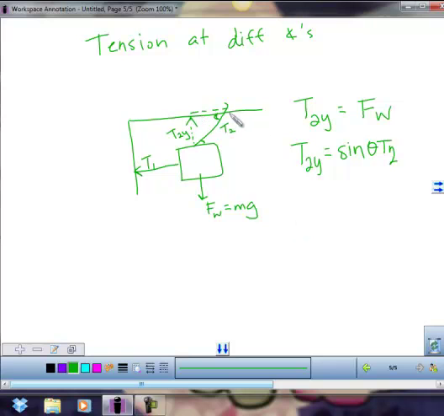Now, when we look at the horizontal aspects, we have T1 that's pulling to the left, and we have T2 that is pulling to the right. So T2x is what I'm going to call this, because it's the horizontal component. And that T2x is going to be equal to T1. If it wasn't equal to T1, then the object would not be stationary, and instead it would be either going towards the right or towards the left, whichever one is greater. So these two have to be equal.